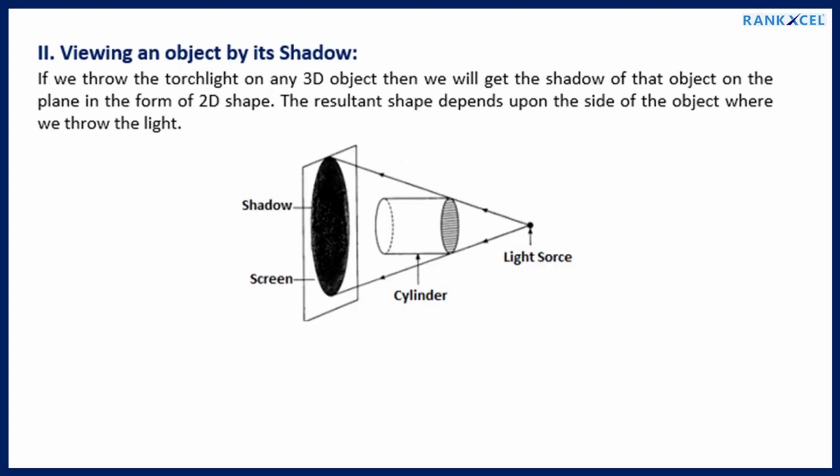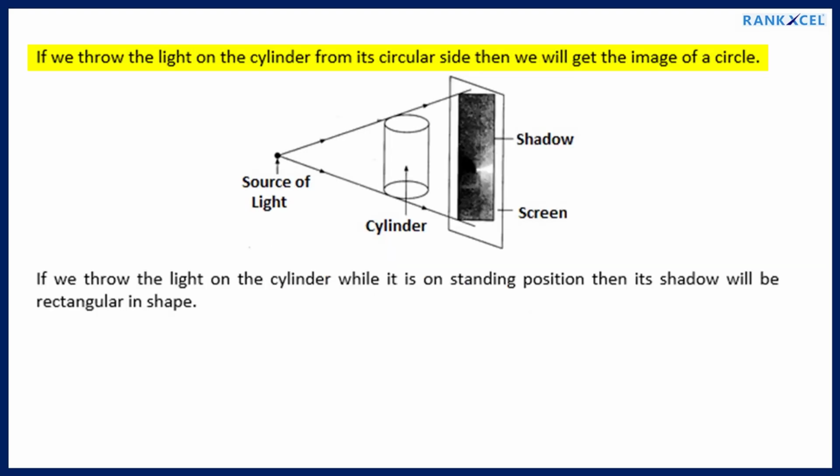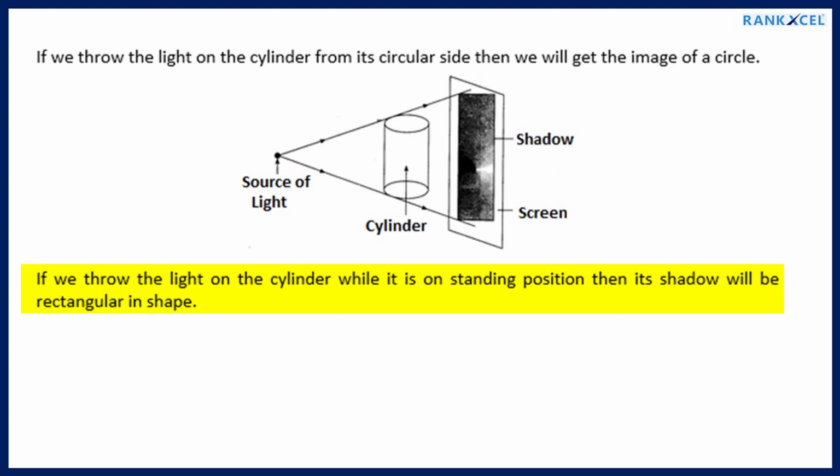2. Viewing an object by its shadow. If we throw the torchlight on any 3D object, then we will get the shadow of that object on the plane in the form of a 2D shape. The resultant shape depends upon the side of the object where we throw the light. If we throw the light on the cylinder from its circular side, then we will get the image of a circle. If we throw the light on the cylinder while it is in a standing position, then its shadow will be rectangular in shape.